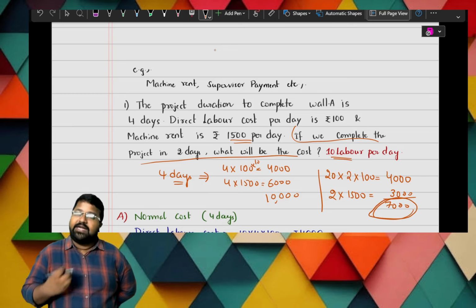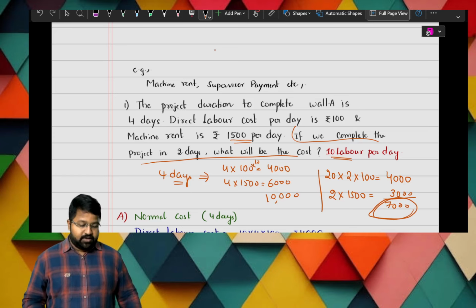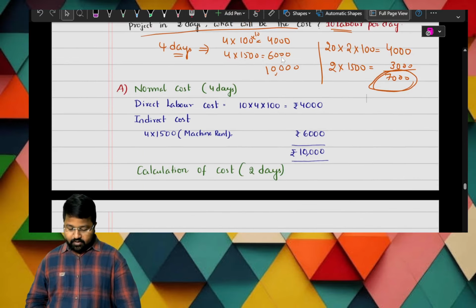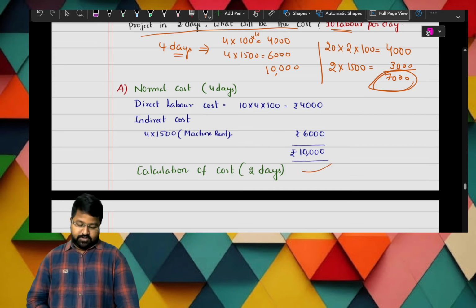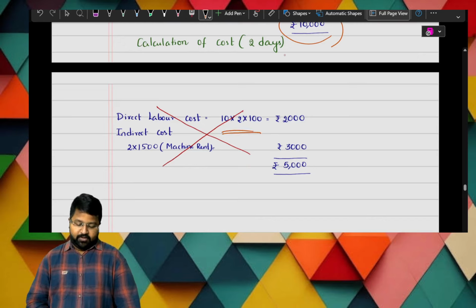In what item are we having a change? We are having a change only in indirect cost. Now let us see. I have solved that part for your understanding. I'm showing it. So normally we are incurring how much? 10,000.